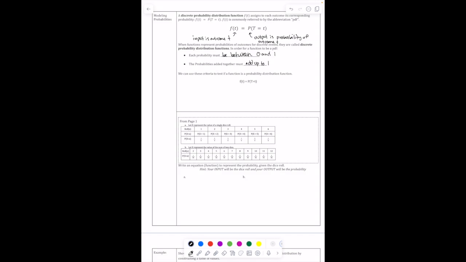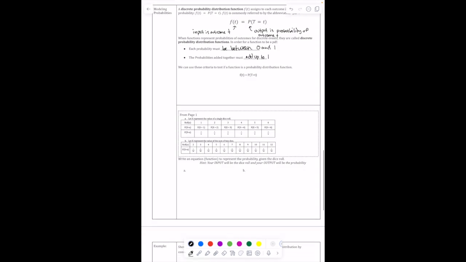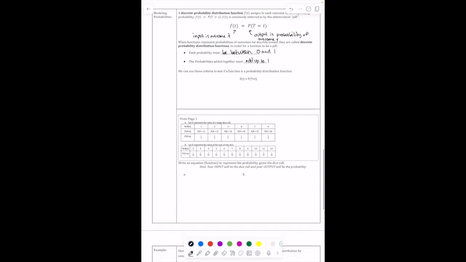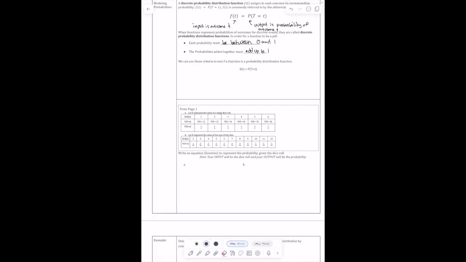Sorry about that. Okay, so let's see. We can use this criteria to test if a function is a probability distribution function. And so we'll do that on the next page a little bit. But first, we're going to do some writing of probability distribution functions. The first one will be pretty easy. The second one will be a little harder.